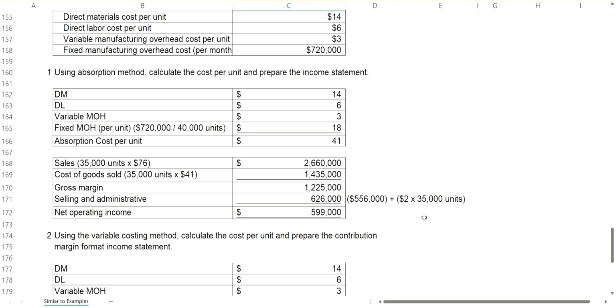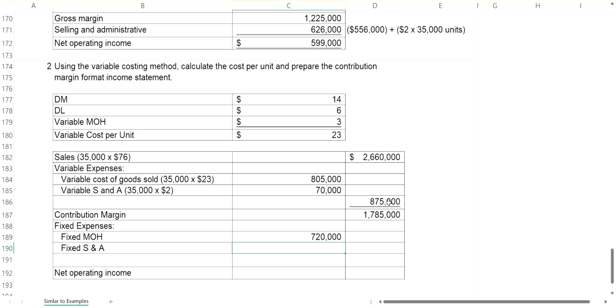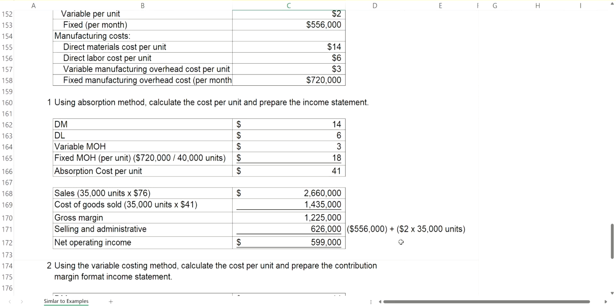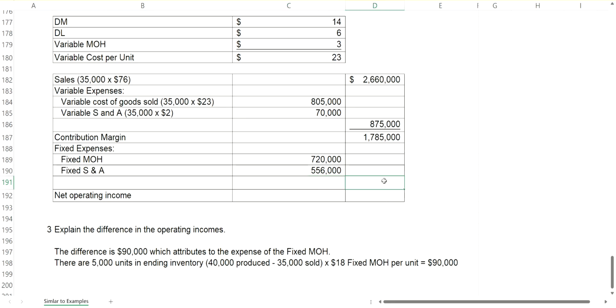Okay, next we just subtract out our fixed expenses in total. Fixed manufacturing overhead, if we go to our initial information, is given at $720,000, and fixed selling and administrative is given to us at $556,000. I will add those two together and then subtract from contribution margin. And notice that our net operating income with the variable income statement is $509,000.